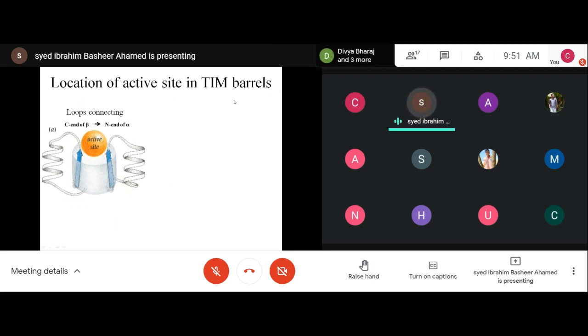So the location of the active site in the TIM barrel, as I told you, is like this. This is the barrel, and on the top you will see the loop region. So this loop region will make the active site.